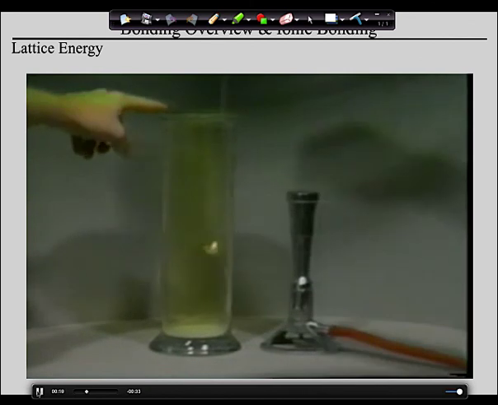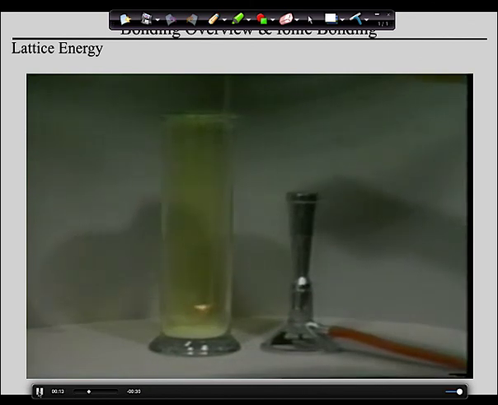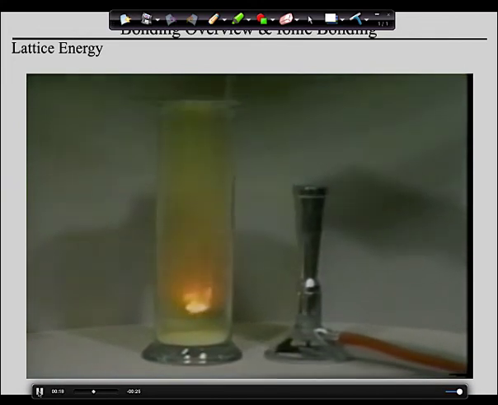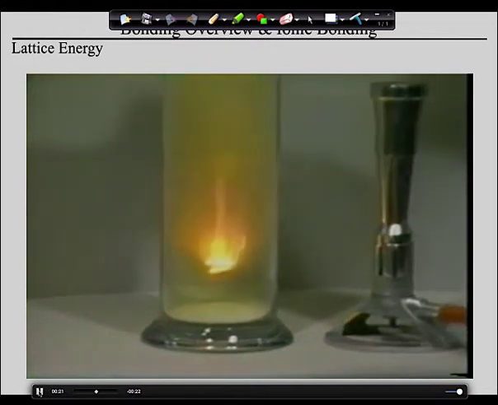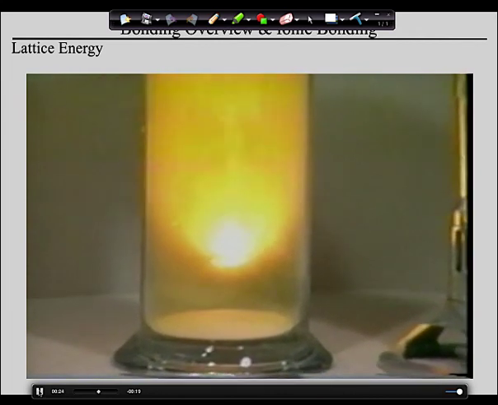Then it is immersed into the yellow-green chlorine gas. The sodium begins to burn in chlorine with an intense yellow flame. Okay, so now you see the reaction between sodium and chlorine. By the way, see the smoke? What's the smoke? Table salt. That smoke is table salt. So as the sodium reacts with the chlorine, you're seeing the formation of table salt. It produces a white smoke of sodium chloride.